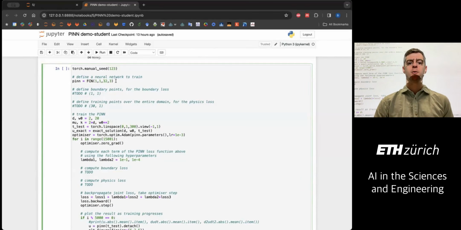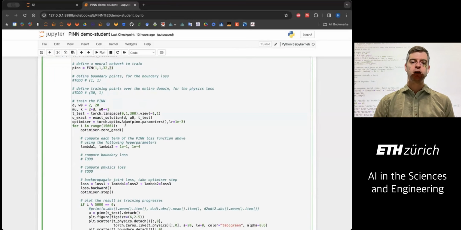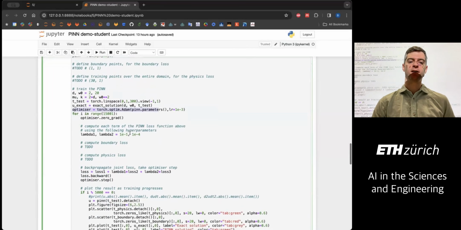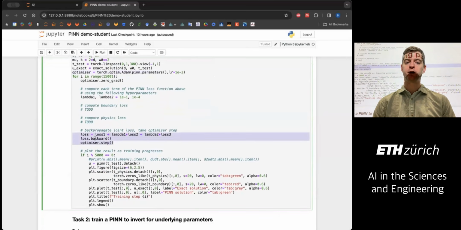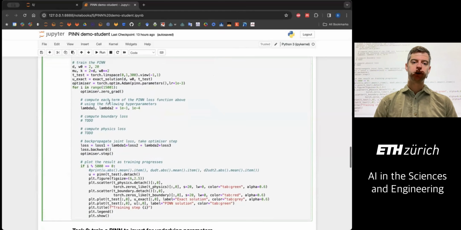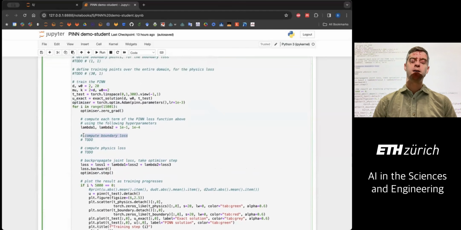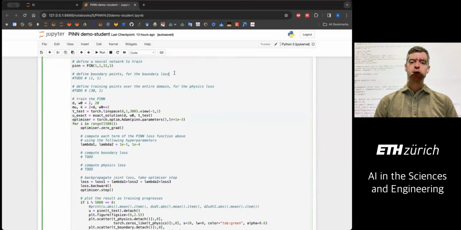We start by creating a fully connected neural network, which here just has 32 hidden units and three layers. Then we set up our optimizer, and then we have a standard training loop here where we're getting a loss function and we're backpropagating through the loss function. So this is standard PyTorch code. What I need to do is define the boundary loss and the physics loss in this code. First, let's define the boundary loss.